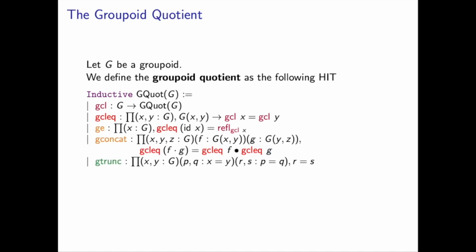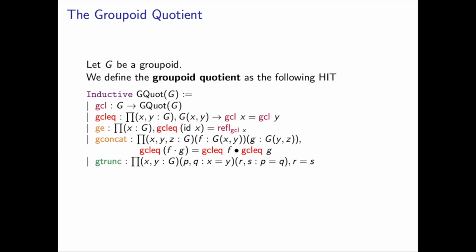The Groupoid quotient is defined as the following higher inductive type. Again, we have a constructor GCL, which takes the equivalence class, and a constructor GCLEC, which identifies the equivalence classes according to the morphisms in G. Now we do not have a constructor that says that the type is a set, but instead we have a constructor that says that the Groupoid quotient is a one type. This is done by the constructor GTrunc.